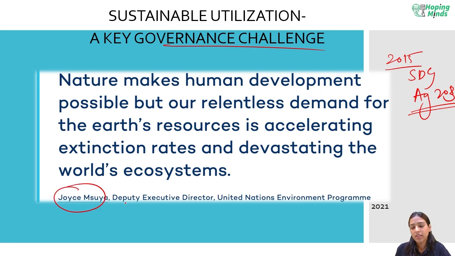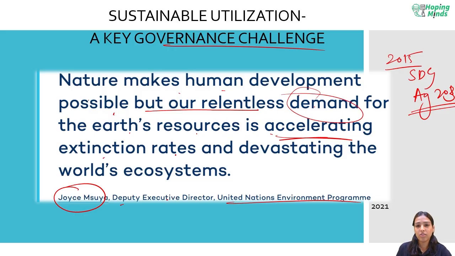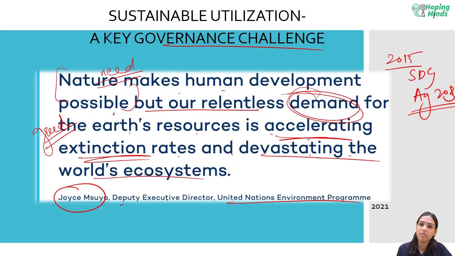Joyce Msuya, Deputy Executive Director of UNEP, says that nature makes human development possible, but our relentless demand for the Earth's resources is accelerating extinction rates and devastating the world's ecosystems. Nature has enough to give you what you need, but if it's going to be your greed, then that's not going to be satisfied, and this greed is going to accelerate extinction rates and devastate the world's ecosystems.